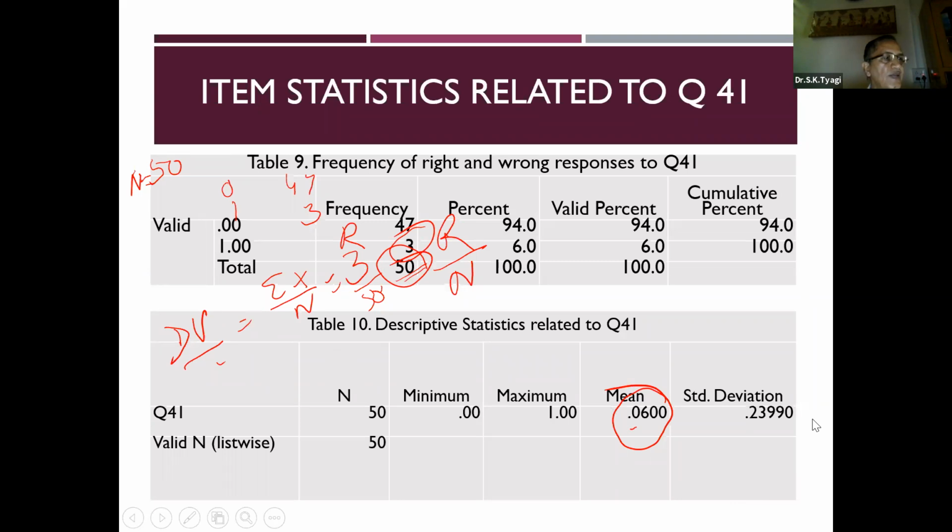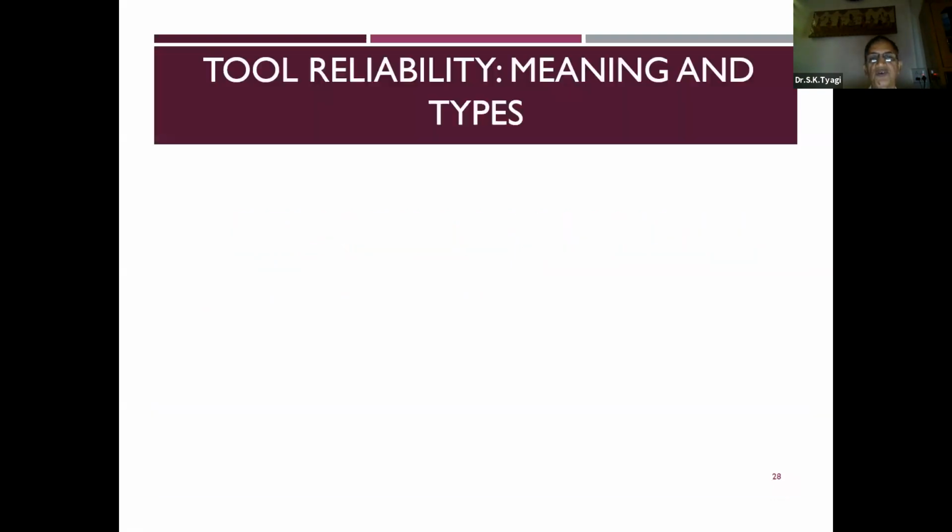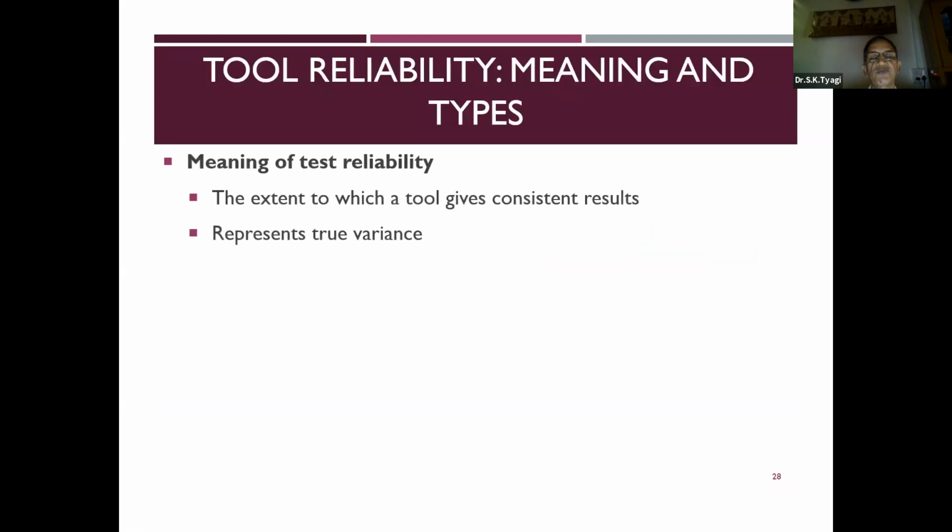Now only one thing remains, and that is finding out reliability statistics. I have already told you how to interpret difficulty value. Now we come to the reliability analysis, meaning finding out the reliability coefficient. Now, tool reliability, meaning and type. Once we have arrived at the final version of the tool, test or scale, then we give it to a large sample to find out the reliability statistics.